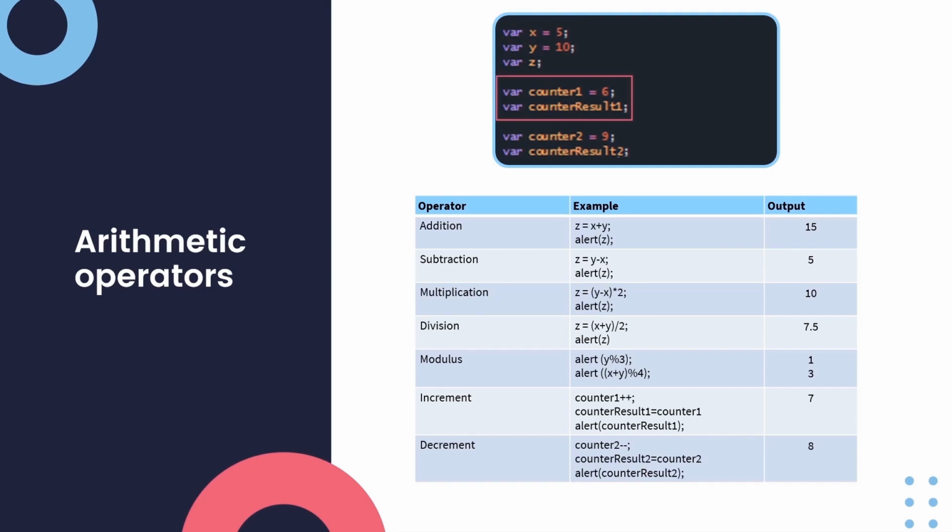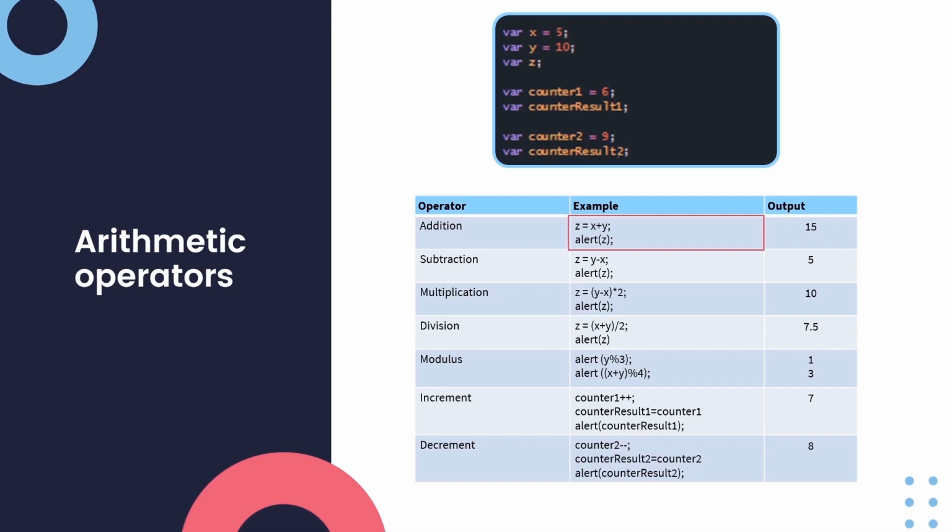We also have another set of variables called counter1, which equals 6, and then we have a variable called counterResult1, which is undefined at the moment. Likewise, we have counter2, which equals 9, and counterResult2 equals 0 or is undefined at this time. Now let's work through each of these examples and see how we can actually work with operators, or specifically arithmetic operators. In our first example over here, using addition, we're essentially saying z is equal to the result of x plus y.